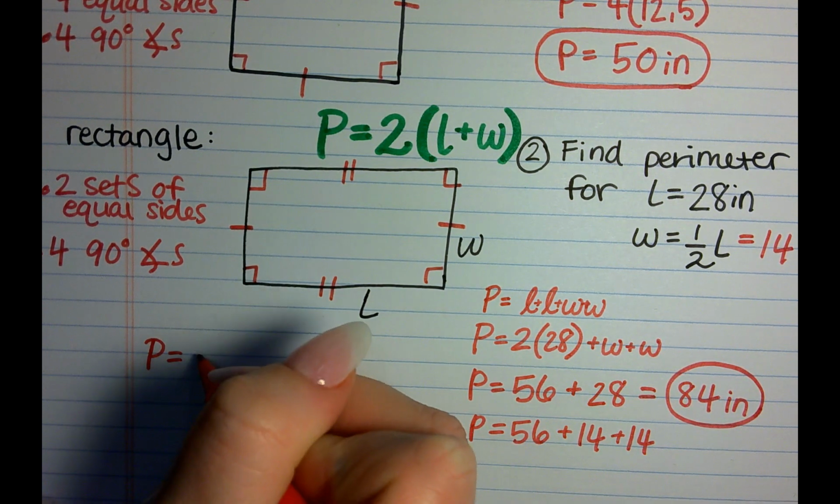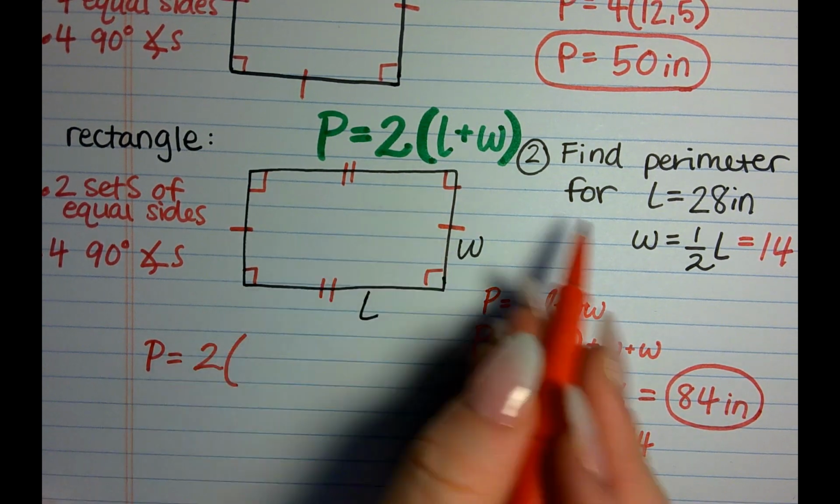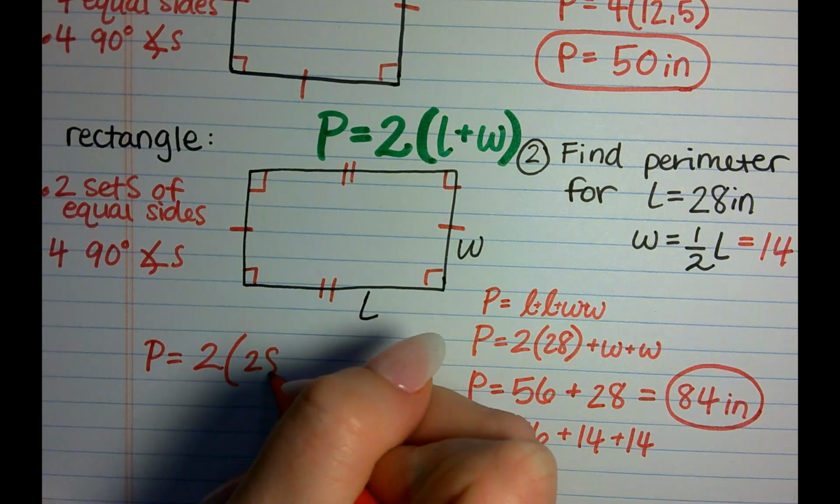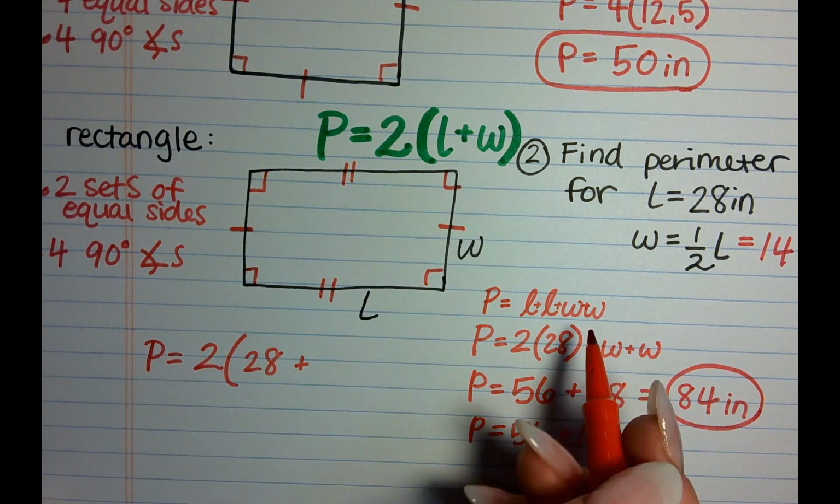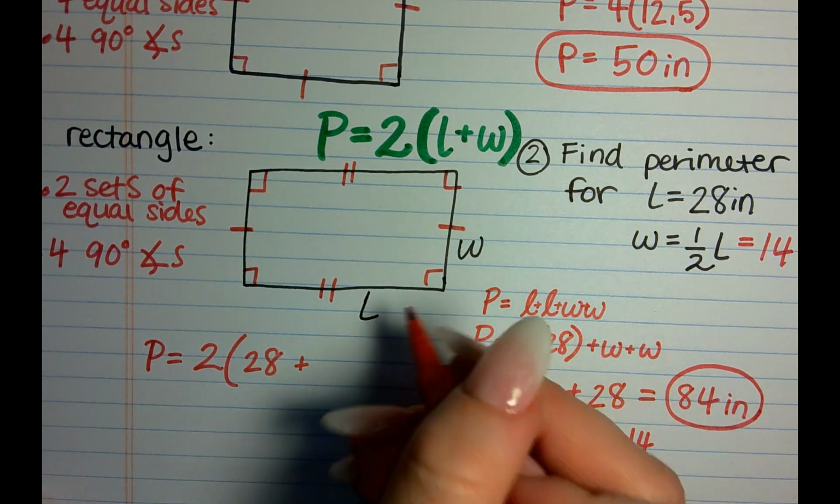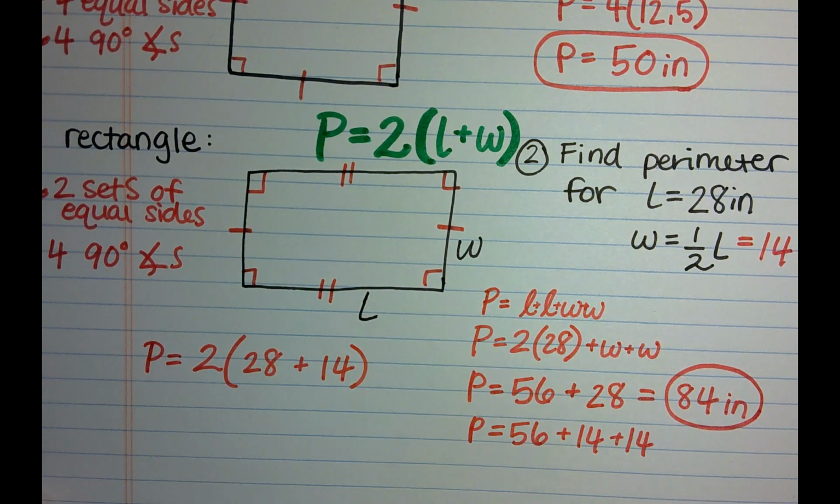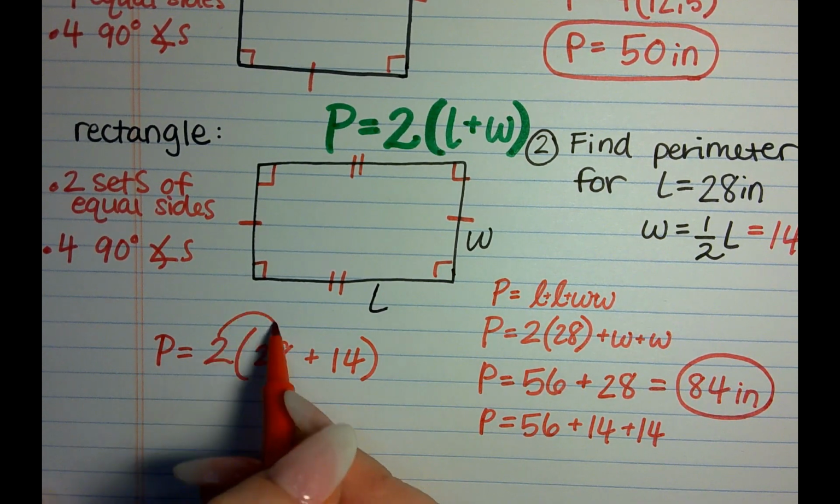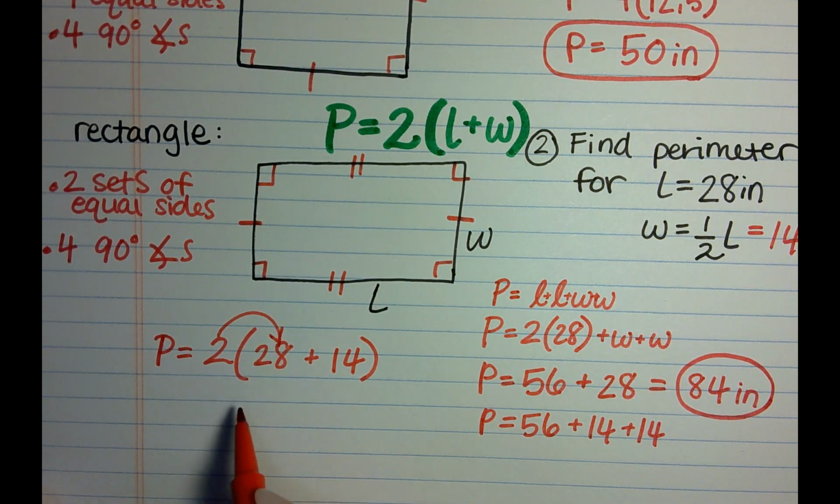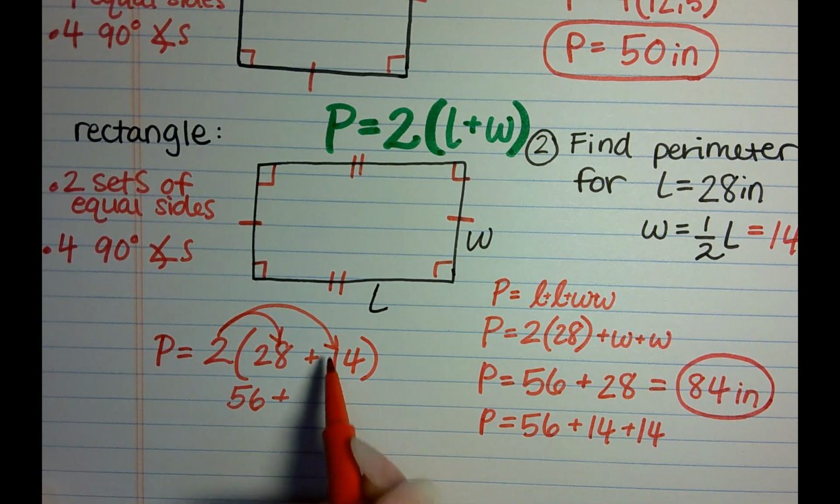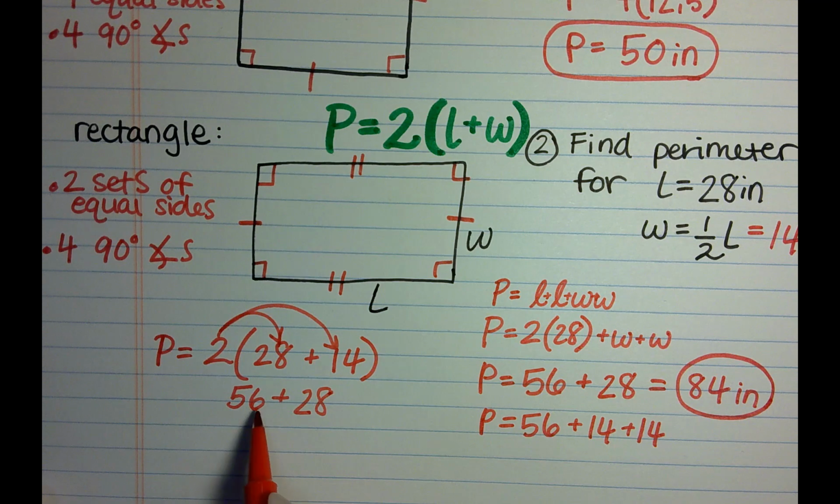P equals 2 times my length, 28, plus my width. We found it was 14 earlier. So through distribution, 2 times 28 is 56 plus 2 times 14 is 28. And look, that's the same answer as earlier. Kind of cool.